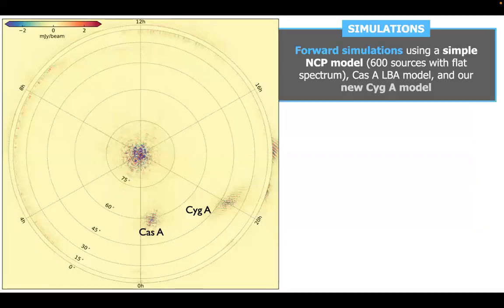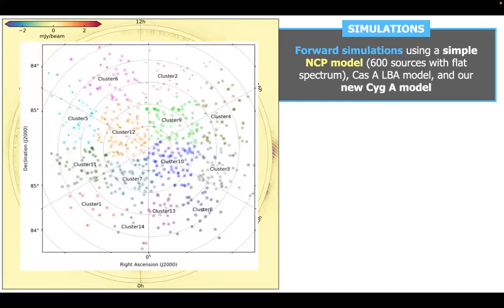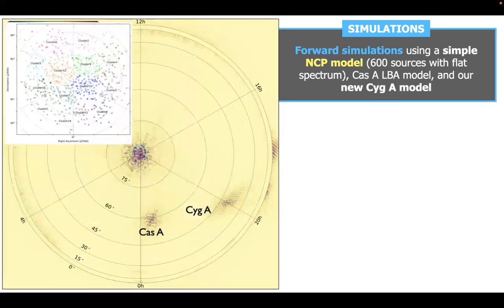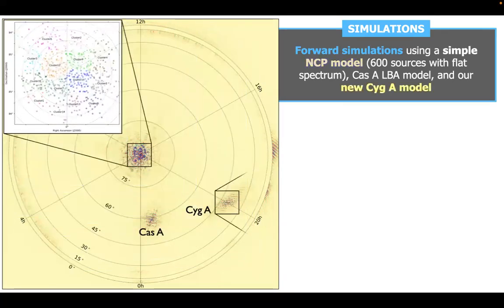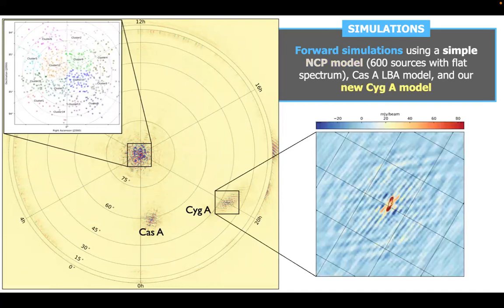Then finally, we can go to see some results. So we tested the new model on some simulations. So we simulated the NCP field plus Cas A and Cygnus A. And for the NCP, we use a simple model with 600 components instead of the 10,000 that the NCP field has. And for Cygnus A, we use the new model. So we assume that the new model is the real sky.